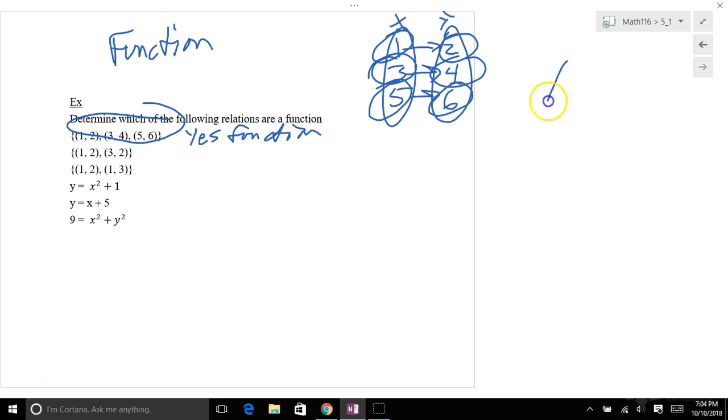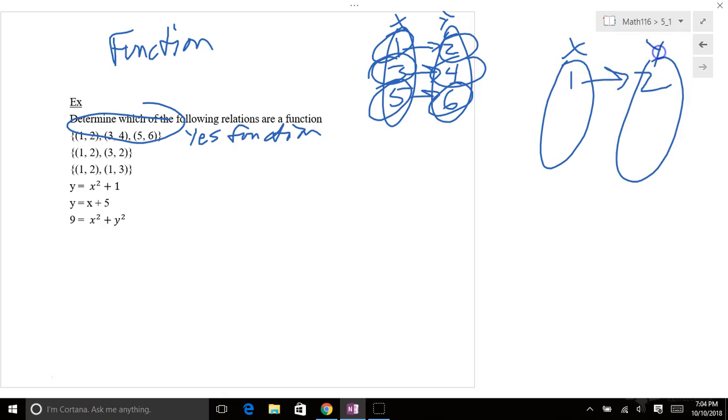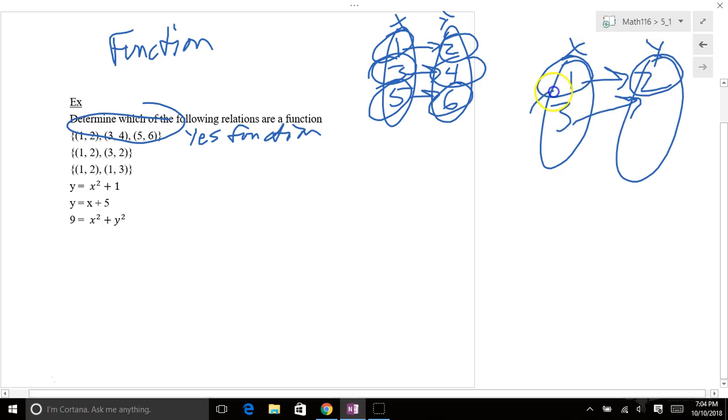How about the next one? 1 goes to 2. Here's my x, here's my y. 3 goes to 2. Well, for this x, there's one y. For this x, there's one y. So yes, this next one's also a function.